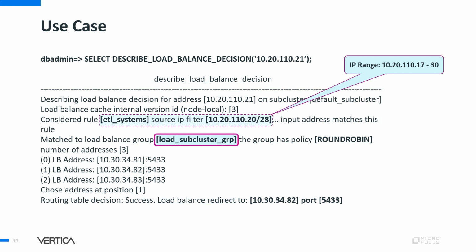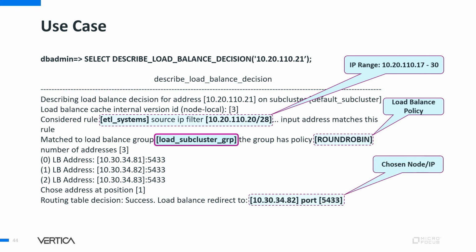And you can see I'm using the load balance policy as round robin. So it will use the round robin algorithm to choose a node from these 3 nodes. This is the chosen node or IP from these 3 nodes. It used the round robin algorithm to choose the second node. Once it's routed to the load subcluster group, these jobs will be running only within the default subcluster, which contains this initiator node.